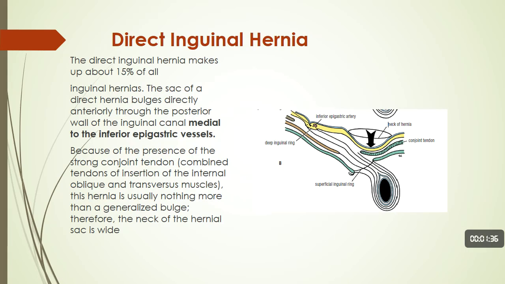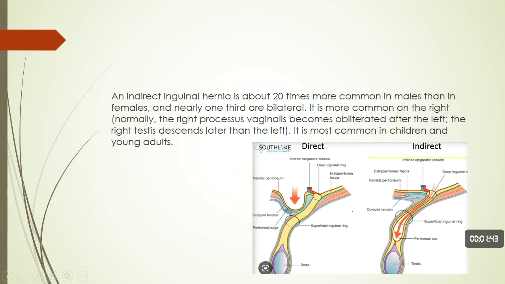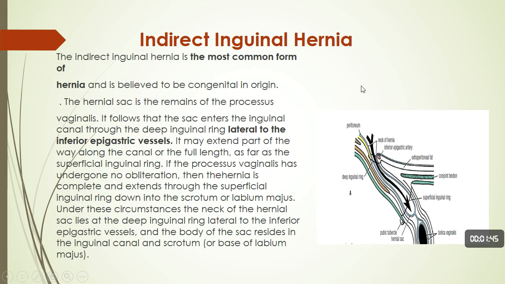Here you can see this is a deep inguinal ring. This is the processus vaginalis, this blue. It is a process of peritoneum that has two layers. These two layers must come to each other and obliterate from here.